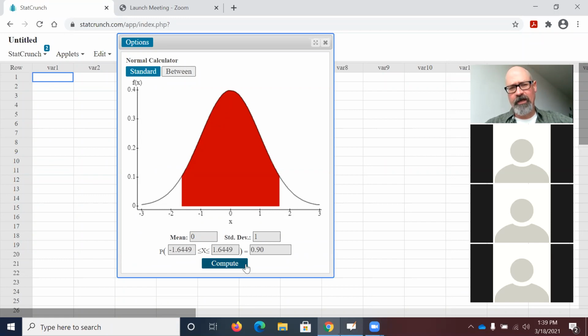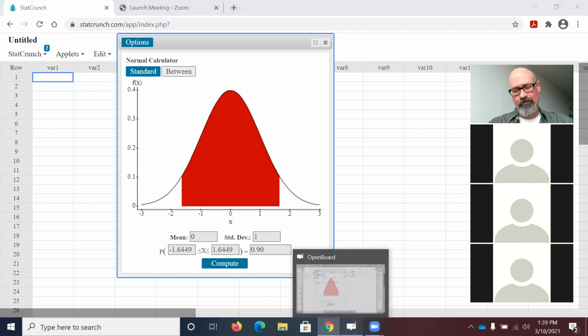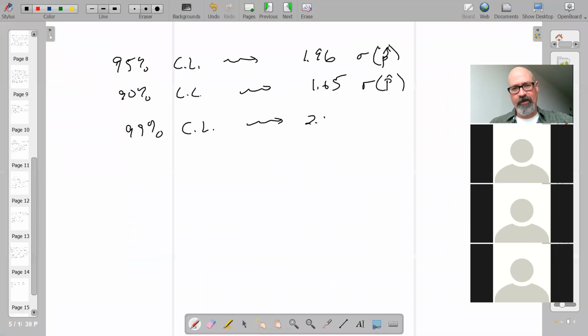So, again, the red area you're talking about is where we, in some sense, want the p hats to be located within. So let me go back, just to be complete. It's about 2.57 sigma p hat.